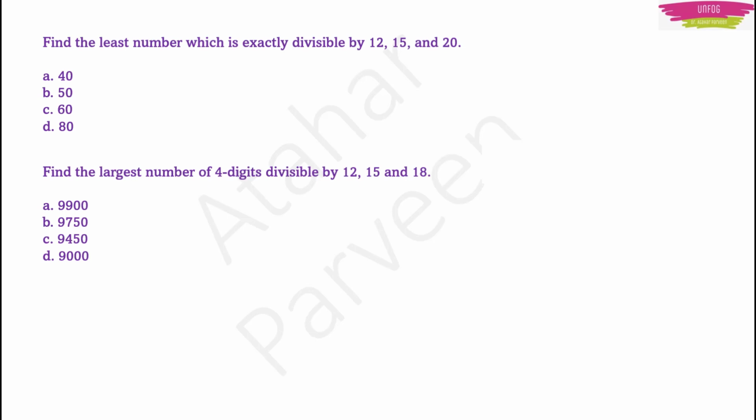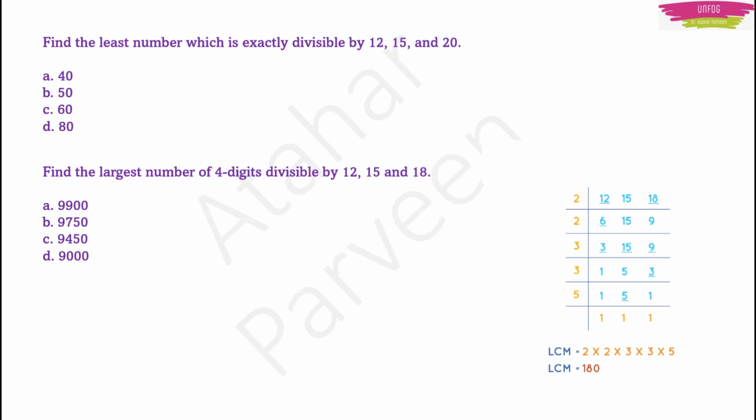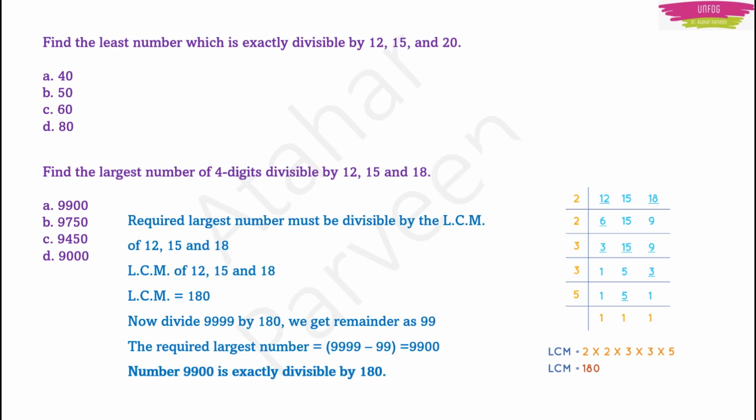Next question. Find the largest number of 4 digits divisible by 12, 15 and 18. Actually, this time I am expecting this type of a question. See, the question is you have to find the largest number of 4 digits which is divisible by 12, 15 and 18. So, how do you find the answer for this? First, you do LCM of 12, 15 and 18. Why am I telling you to do LCM? Because the largest number required here must be divisible by the LCM of the numbers given in the question.